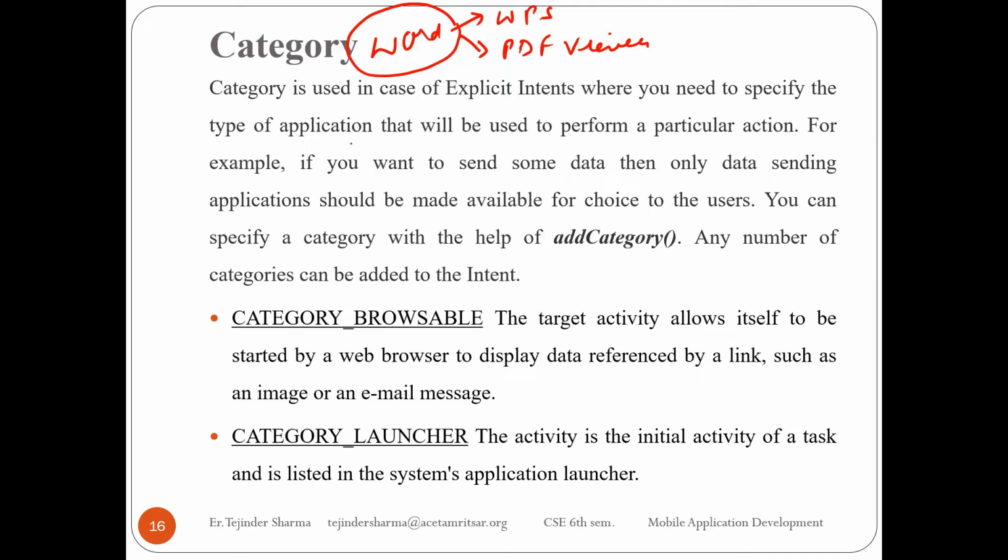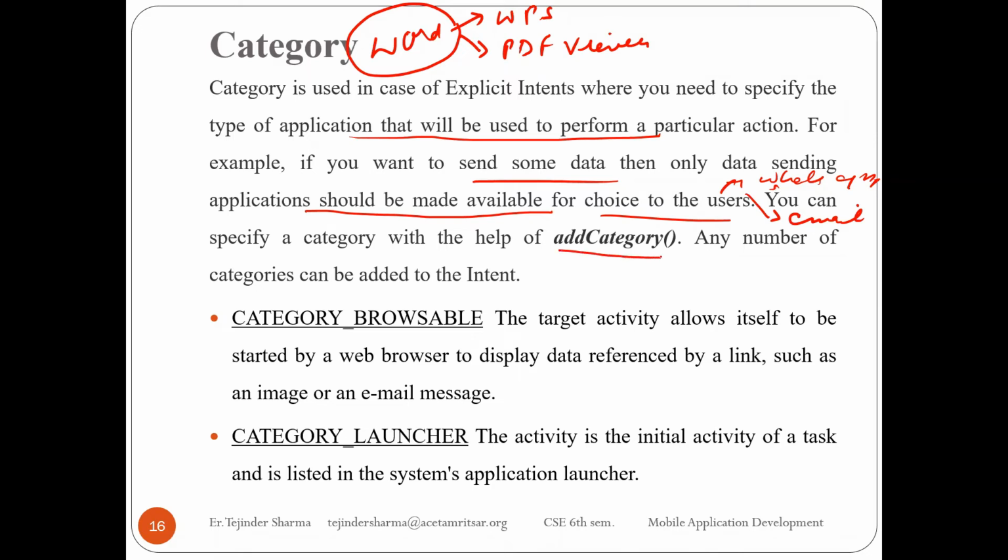So that means the type of application that will be used to perform a particular action. For example, if you want to send some data, then a data sending application should be made available for the choice of the user. What does this mean? That you can send your data through WhatsApp or email, etc. So you will get these programs as a choice to send some data. So you can add your category using add category.